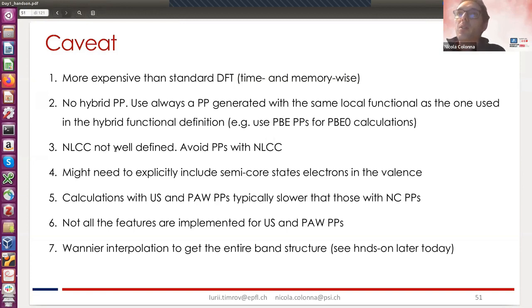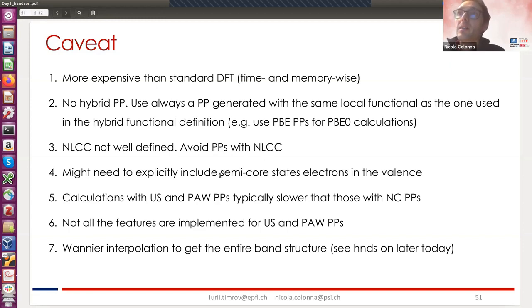Non-local corrections are not well defined, because now you are mixing between R3 and some local functional. So it is better to avoid pseudopotentials with non-local corrections, and it is always good to check whether your pseudopotential has them or not.